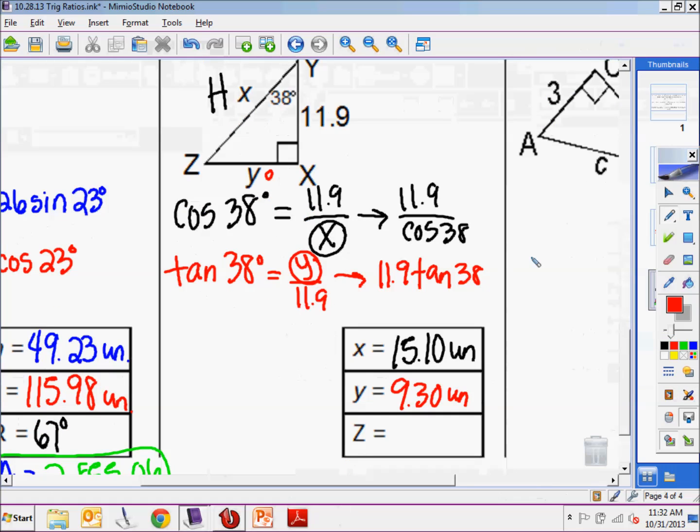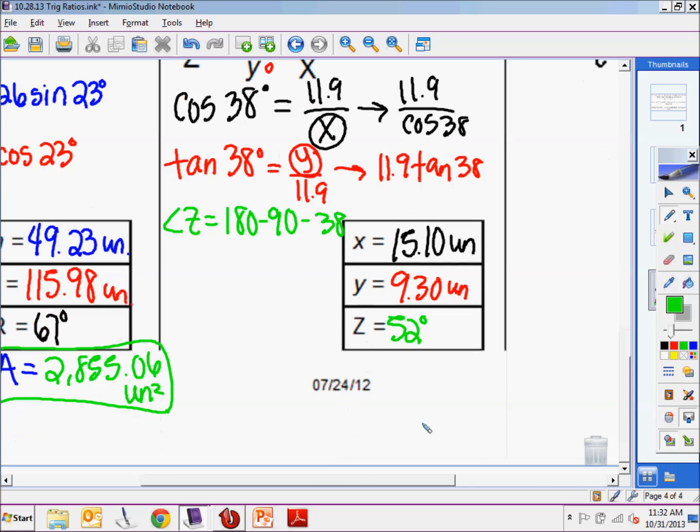What would I do to solve for z? 180 minus 90 minus 38. I got 52. There we go. So angle z equals 180 minus 90 minus 38, which is 52 degrees. All right, you want to find the area? So bump it up a notch and find the area. This time you're going to do it by yourself.